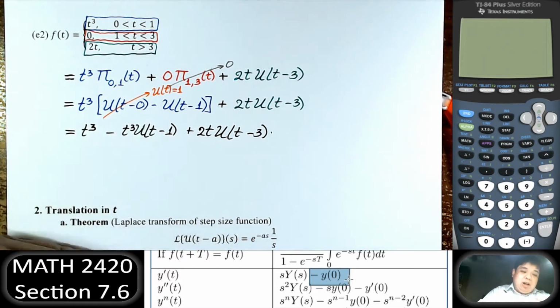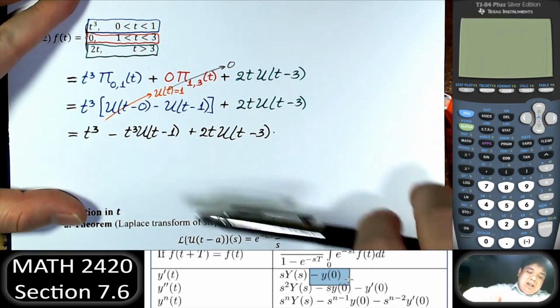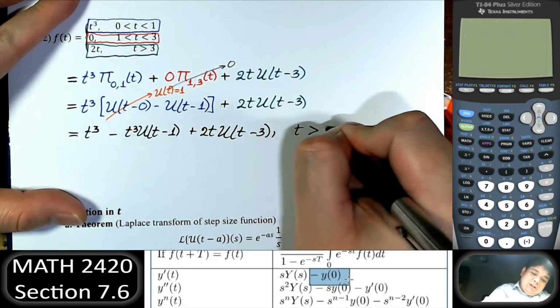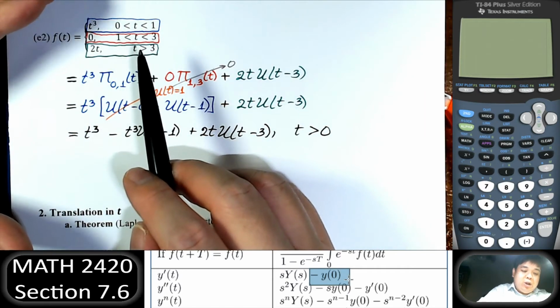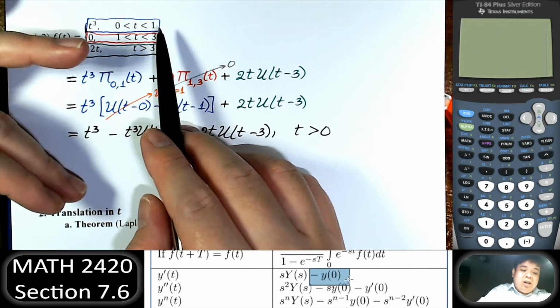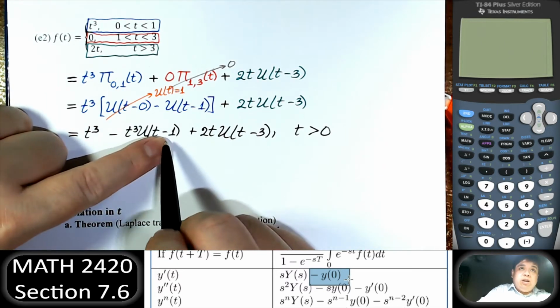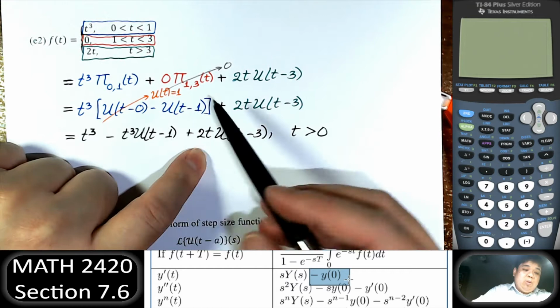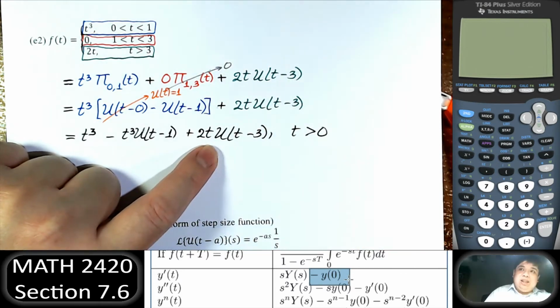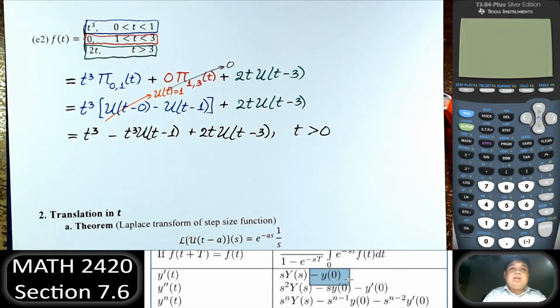We turn on the t cubed at t greater than 0. When t is greater than 0, we turn on the t cubed. And then when t equals 1, turn it off, so minus t cubed when it's greater than 1. And then on the way to 3, we turn on the 2t. So that's how it works.